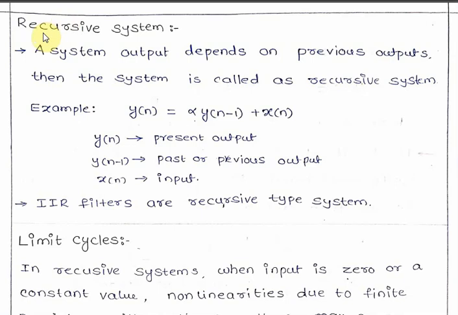Before going into the topic, we need to know what is a recursive system. If a system's output depends on past outputs or previous outputs, then that system is called a recursive system.